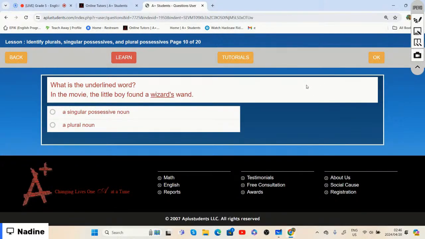All right, let's do the last one. What is the underlined word, right? In the movie, the little boy found a wizard's wand, right? So the wizard's wand. So this belongs to the wizard. Do we say it is a singular possessive noun or do we say it is a plural noun?